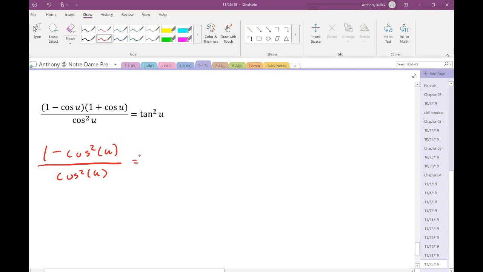Is everybody okay with that? And again, I FOILed that out in my head because that's a difference of two squares situation, right? Anybody with ideas what to do next? Yeah, what does 1 minus cosine squared turn into using our modified P1? Sine squared.